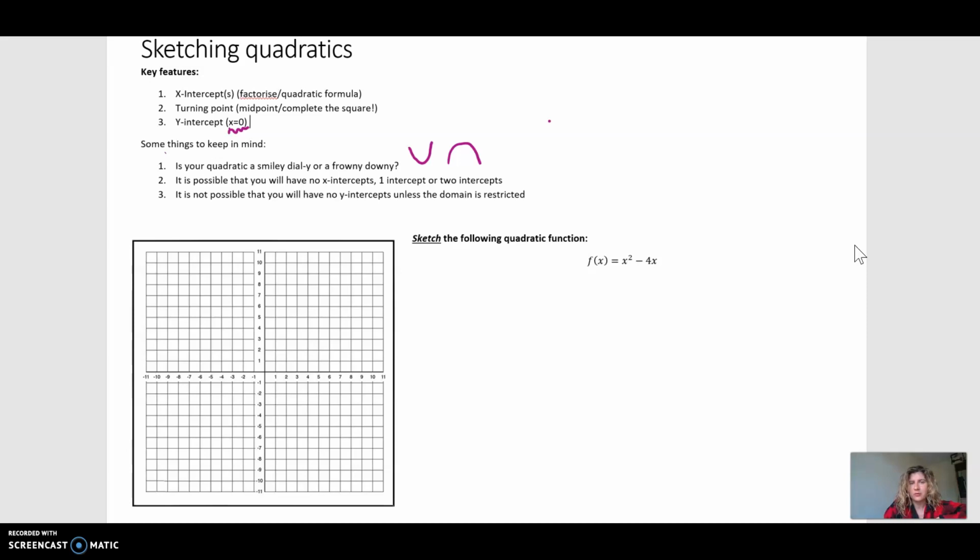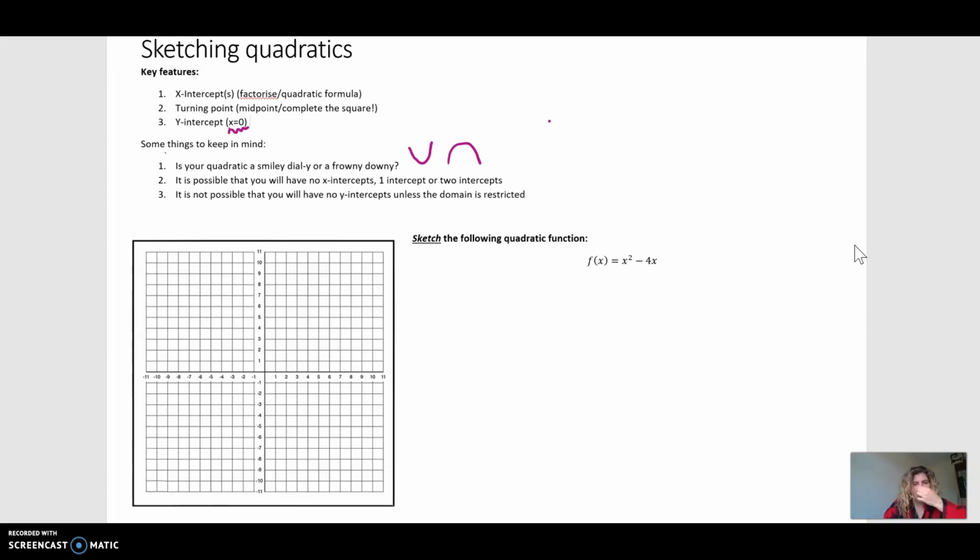Second thing, it is possible that you will have no x-intercepts, one x-intercept, or two x-intercepts. So keeping that in mind, you're not always going to have x-intercepts to find. Okay, and we looked at that a little bit when we were doing factorizing and quadratic formula and looking at some cases where you don't have x-intercepts.